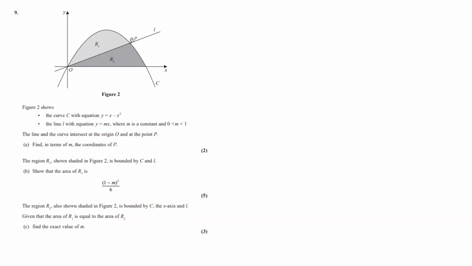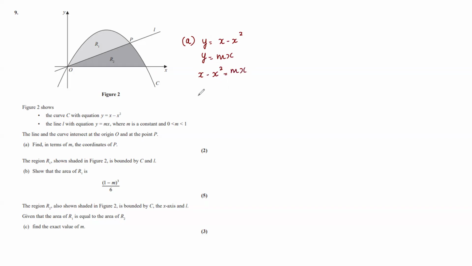So P is the point of intersection. Now how do we find the point of intersection? By equating the right hand sides. If y is the subject for both the equations, then equating the right hand sides will give us the point of intersection. Y equals x minus x squared is the equation of the quadratic, and y equals mx is the equation of the line. Since both of them have y as the subject, just take the right hand sides and equate them. So x minus x squared equals mx.